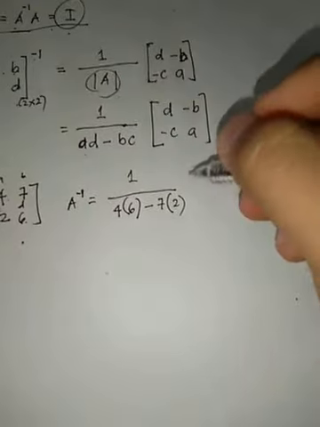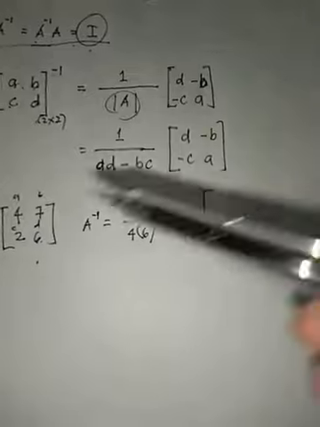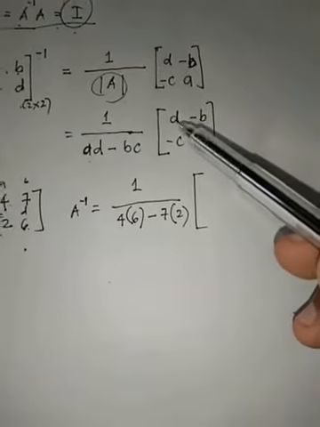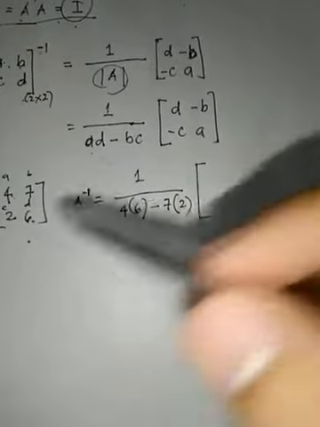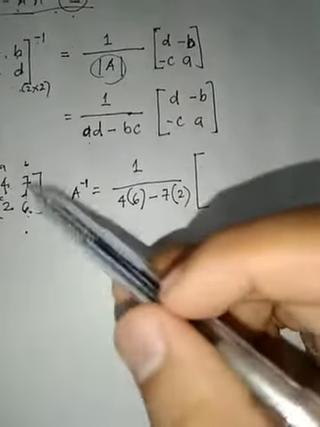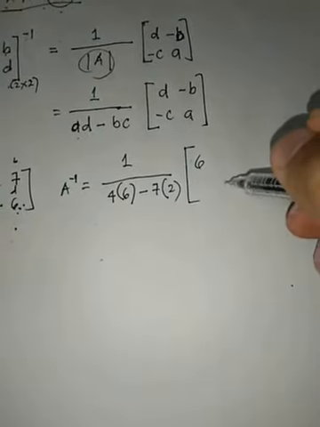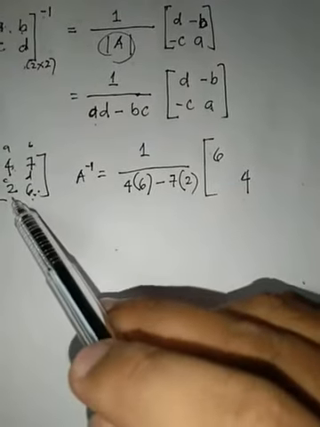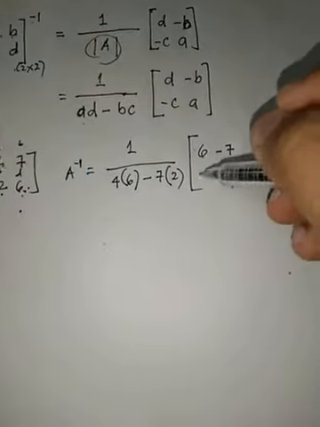Okay. And then, anong gagawin dito? I-swap ang A at saka D, no? I-swap ang A at saka yung D. So, therefore, 6 at saka 4, no? Ang D, then A, no? 6, then 4. Mas anong gagawin dito sa 7 at saka 2? Dagdagan ng negative. Negative 7, negative 2.